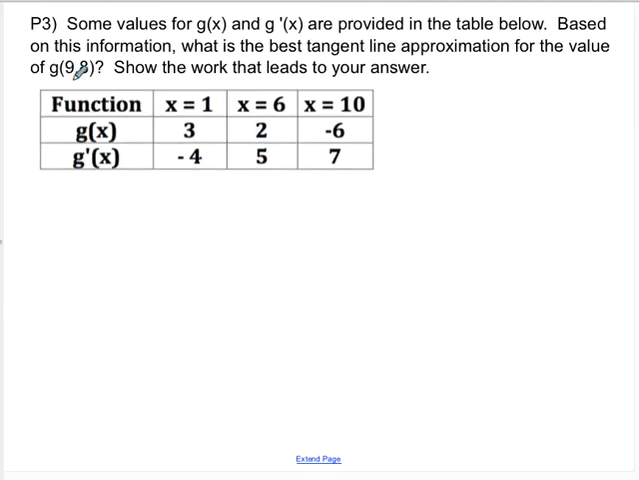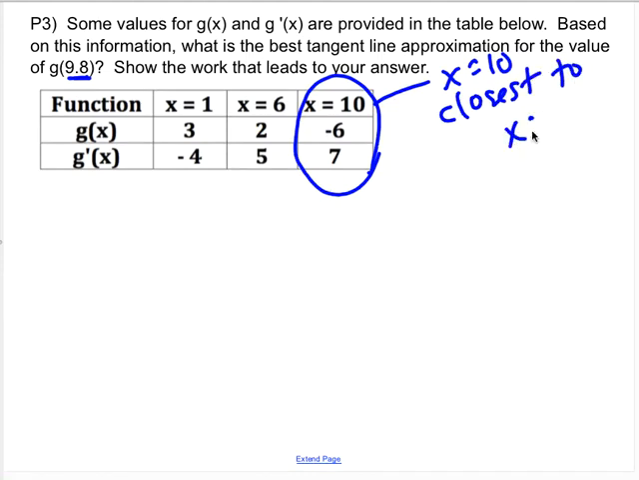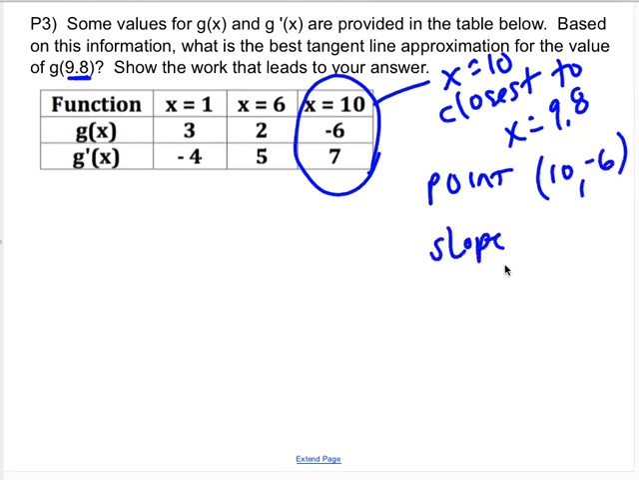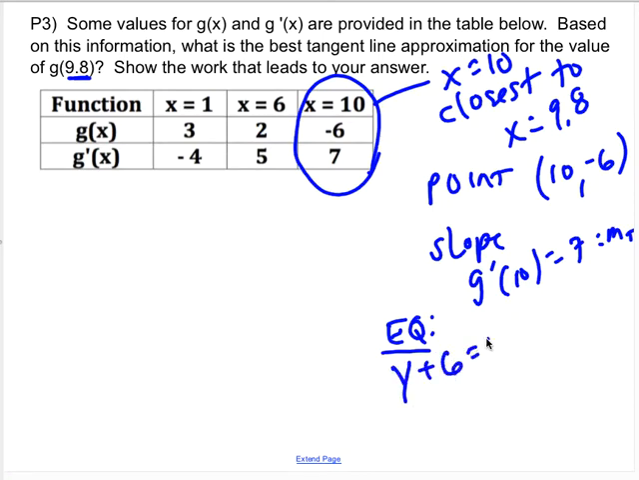For P3, we're approximating g of 9.8, which means this is the information that I need, right? Because x equals 10 is the one that is the closest to x equals 9.8, right? So what's going to happen is we're going to take my point, which is 10 comma -6. We're going to take my slope, which is g prime of 10, which is 7. Right, so my slope is 7. And so my equation is going to look like this.